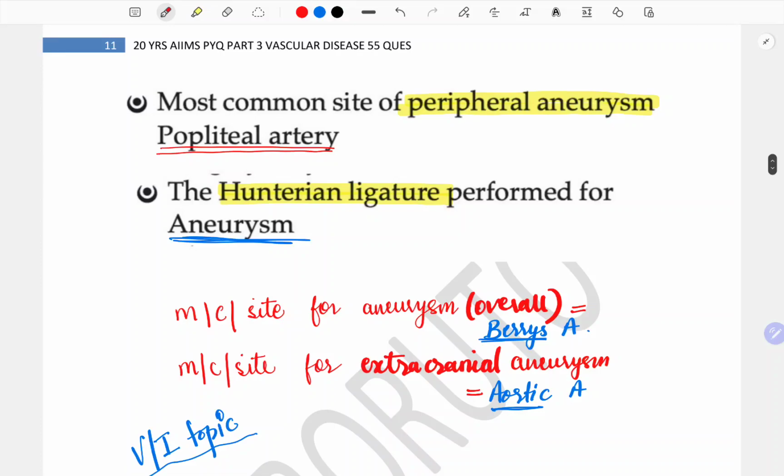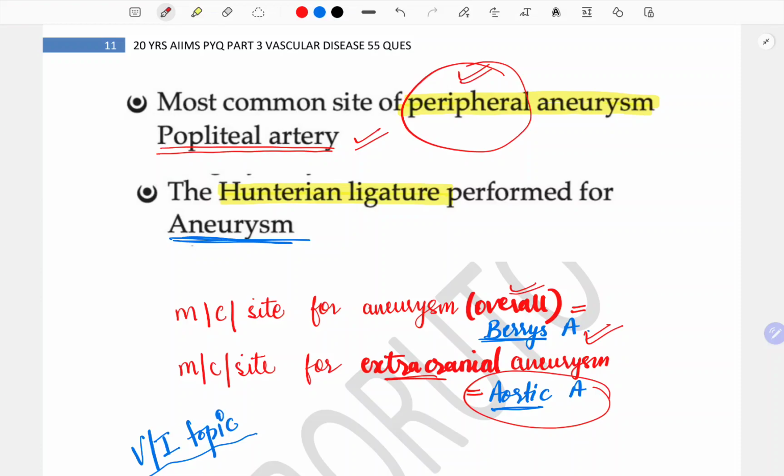Third, the most common site of peripheral aneurysm is popliteal artery. So they have mentioned peripheral aneurysm. The most common site overall is Berry's aneurysm. Remember in the trauma section I told you, where we have the subarachnoid hemorrhage. Most common site for extracranial aneurysm is aorta. So extracranially it is aorta, overall it is Berry's, and in the periphery it is popliteal artery.